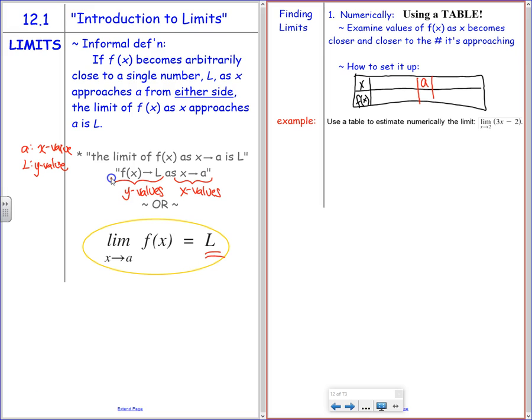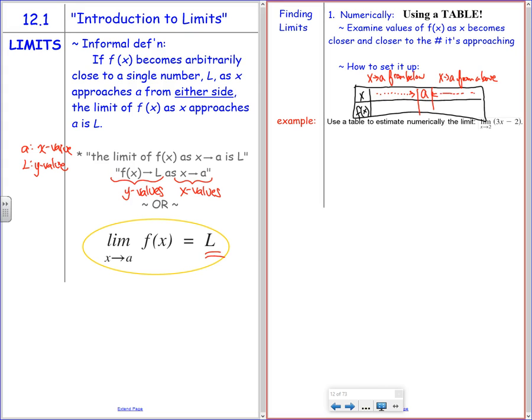But here's the dilemma. X can approach A. X can get closer and closer to A from two different directions, either from below or from above. So X can approach A from below, but X can also approach A from above. And so we're going to need to plug in different X values that get closer and closer to A from below, and closer and closer to A from above.